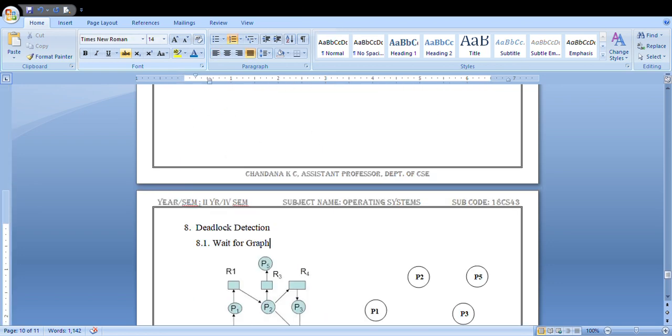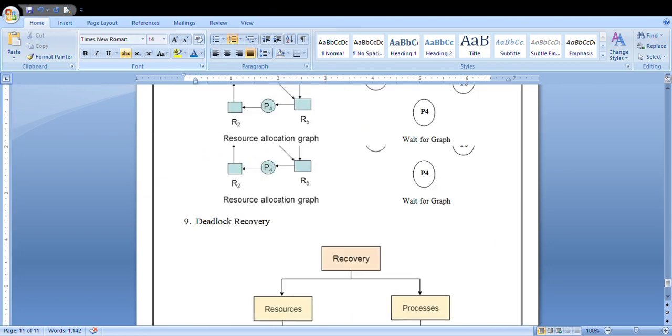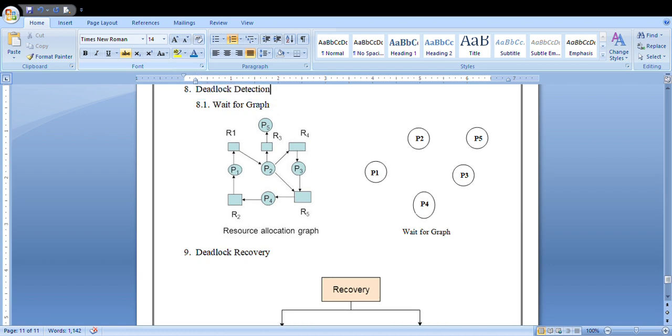And our next topic is deadlock detection. Deadlock detection is nothing but, once a process becomes halted, you have to check whether a deadlock has occurred or not. For that particular process, you need to check for which process the deadlock has occurred.